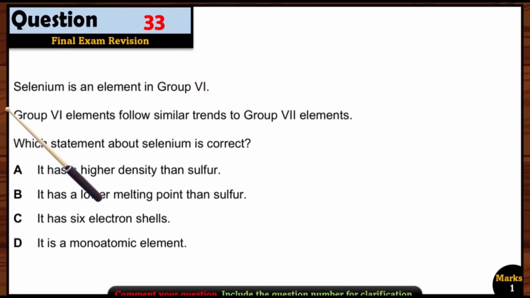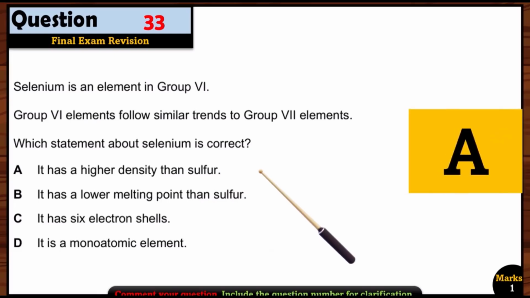Okay, let's see question 33. Selenium is an element in group 6. Group 6 elements follow similar trends to group 7 elements. Which statement about selenium is correct? It has higher density than sulfur. Yes, that's right, because sulfur is in period 3, whereas selenium is in period 4. So that's why option A is the right option, because the density increases down the group.